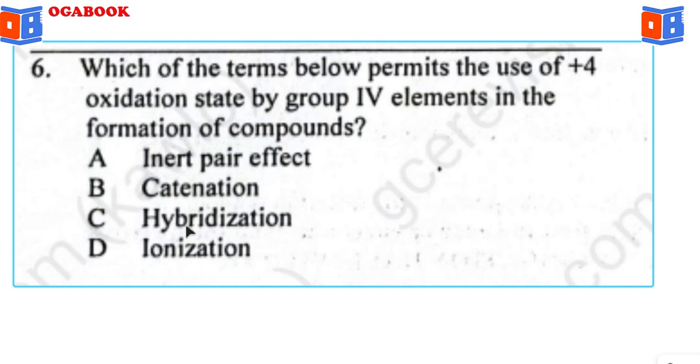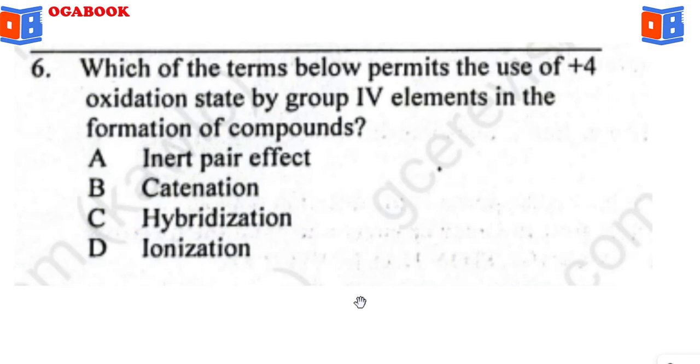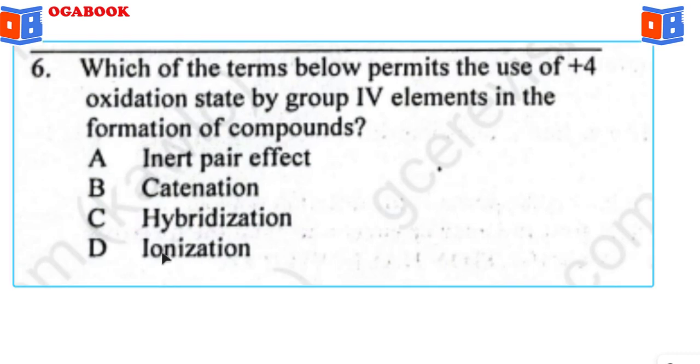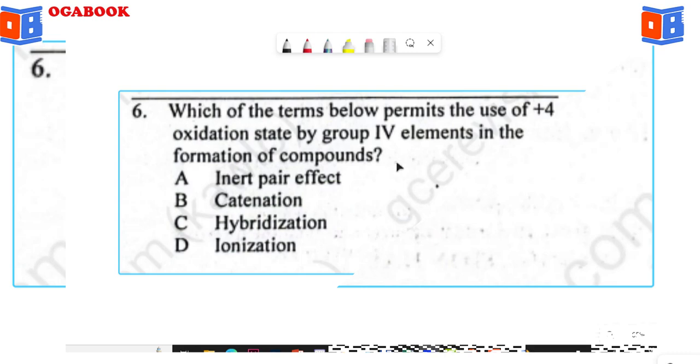Hybridization allows group 4 elements to form compounds with a +4 oxidation state by promoting the mixing of atomic orbitals to form hybrid orbitals. This allows for the formation of 4 covalent bonds, resulting in a +4 oxidation state. So hybridization permits the +4 oxidation state formation, while the inert pair effect, which brings about the reluctance of the outer s electrons to take part in bonding, will instead cause the formation of the +2 oxidation state.